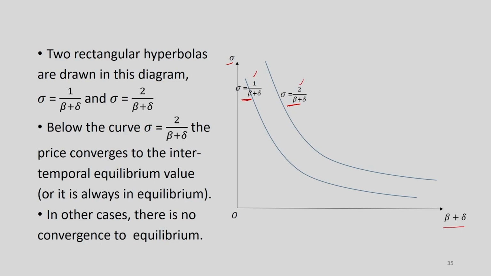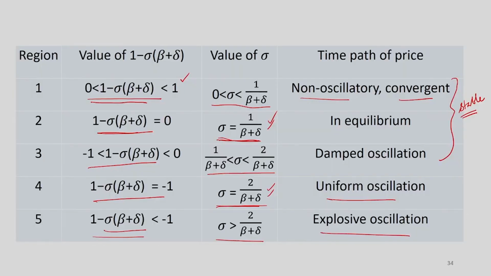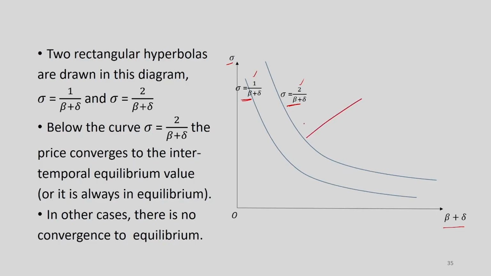So, these two rectangular hyperbolas will help us demarcate these 5 cases. As we can see, the unstable cases are these: either sigma is equal to 2 divided by beta plus delta, or sigma is strictly greater than 2 divided by beta plus delta. Now, which are these regions that we are talking about? These regions are the cases above the higher rectangular hyperbola or even on the rectangular hyperbola. These are the cases where there is no stability. So, that is what I have written here.